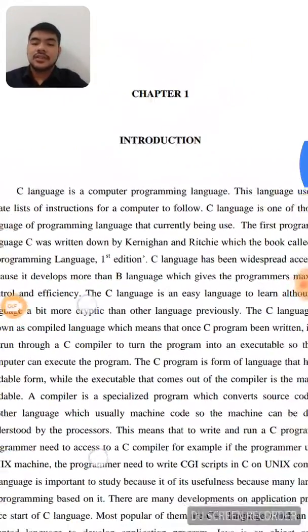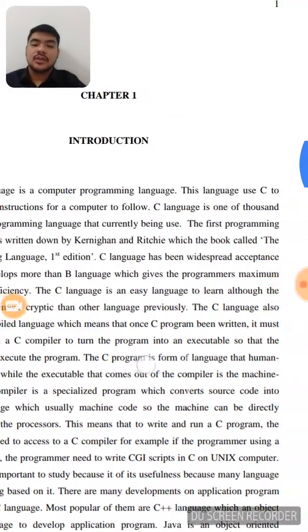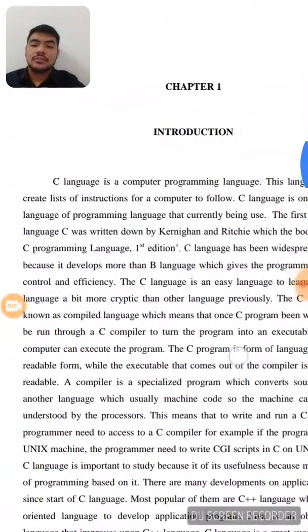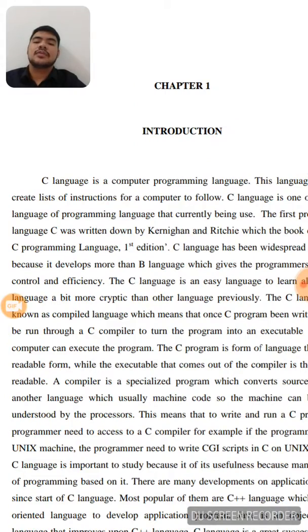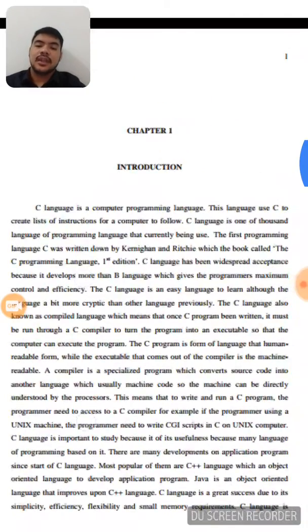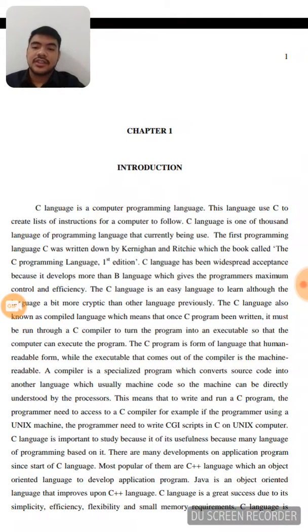The C language is an easy language to learn, although it is a bit more cryptic than earlier languages. When you compare C language with the B language, C language is more efficient. C is also known as a compiled language, which means that once a C program has been written, it must be run through a C compiler to turn the program into an executable so that the computer can execute the program.